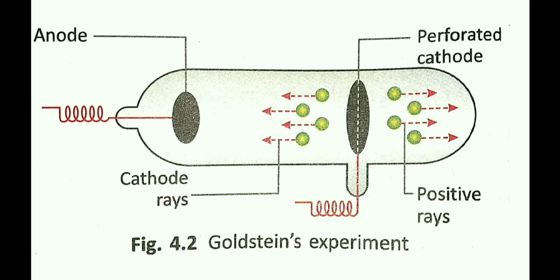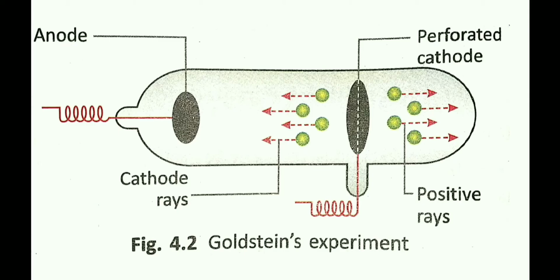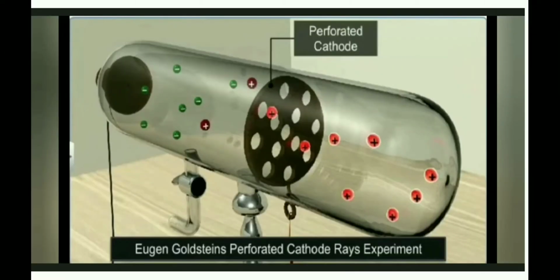So what are the anode rays? These are the stream of positively charged particles known as protons, which are emitted from the anode of the discharge tube on passing electric current through a gas at very low pressure. So let's see how it is happening. So let's perform an activity.